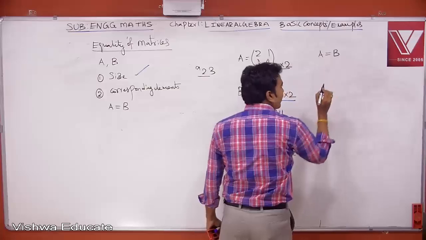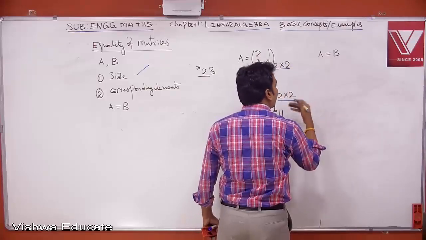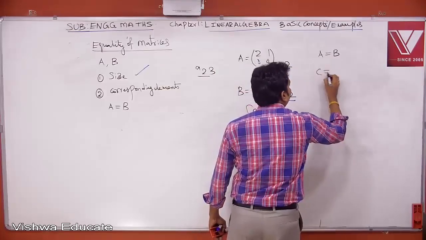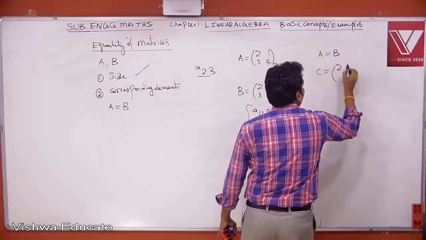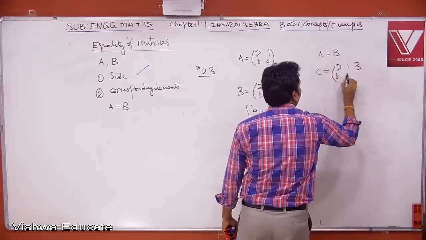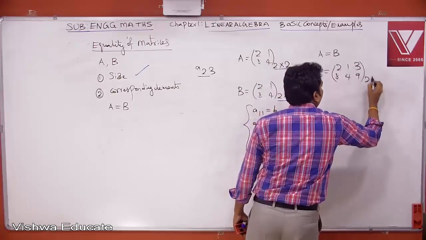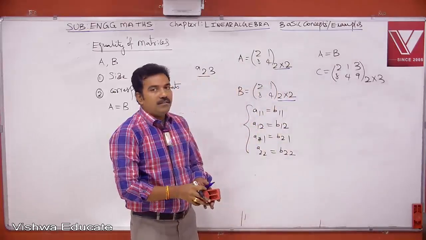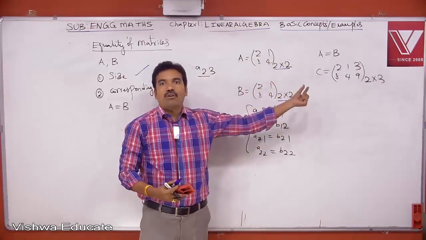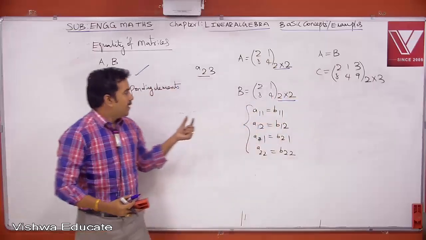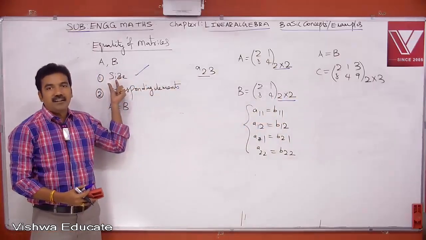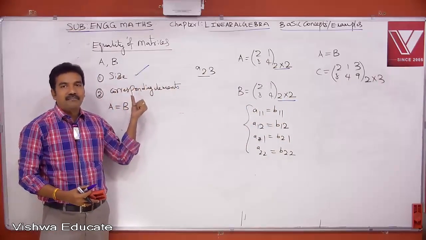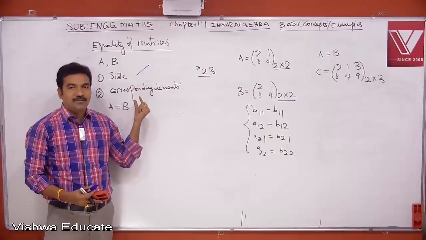Suppose I consider another matrix. Now I am going to give an example in the negative direction. Suppose C equals 2, 1, 3, 8, 4, 9. Its size is 2 by 3. In this case, the size of A is not matching with the size of C. That means the first property fails. So when at least one property fails, the overall statement is false.